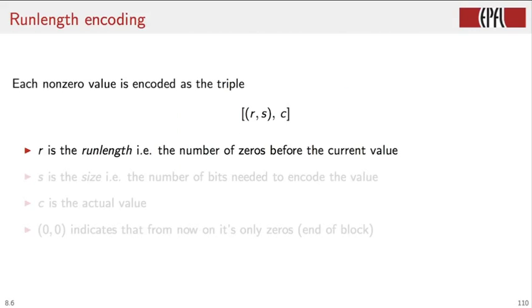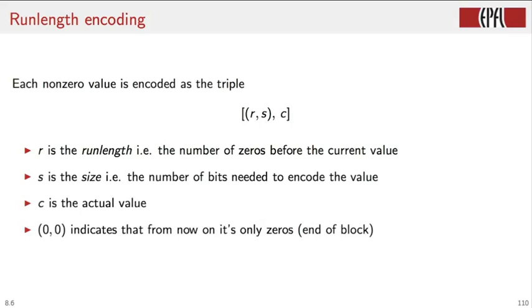Now we have to try and encode this string of numbers in a smart way. The idea is to employ run-length encoding. Each non-zero value in the sequence of quantized DCT coefficients will be encoded with 3 numbers, which we call R, S, and C. R is the run length, which indicates the number of zeros that came before the current non-zero value. S is the size of the non-zero value in binary format, namely the number of bits that you have to use to encode that value. And C is the actual value. An additional trick is that if R and S are both 0, then it means that every subsequent coefficient is 0, and so we can stop encoding the string of coefficients at that point.